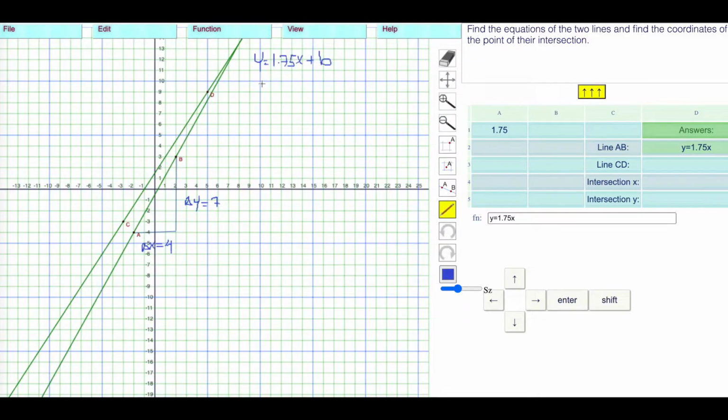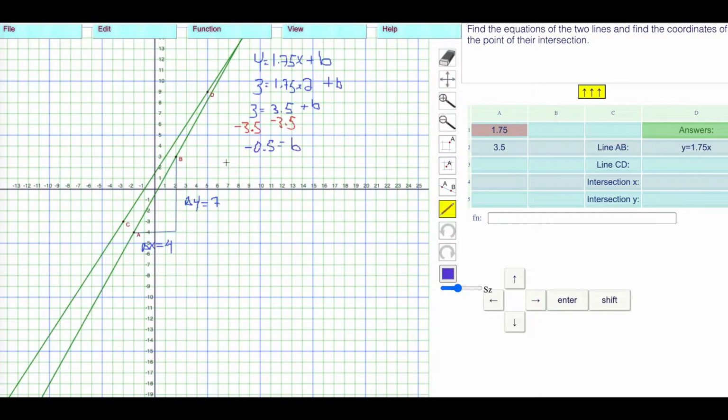I like the b. I'm going to replace the y with the y value of this b point, which is 3. 3 is equal to 1.75 times our x value, 2, so times 2 plus the b. This is 1.75 times 2, which is 3.5. I have 3 is equal to 3.5 plus the b value. Subtracting 3.5 from both sides to isolate the b gives us -0.5 is our b.